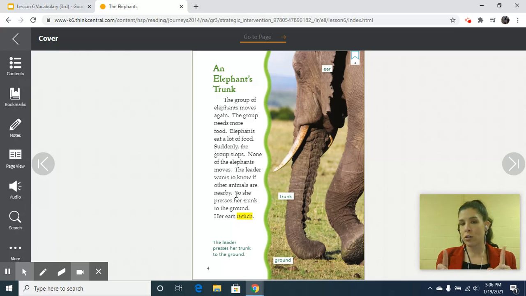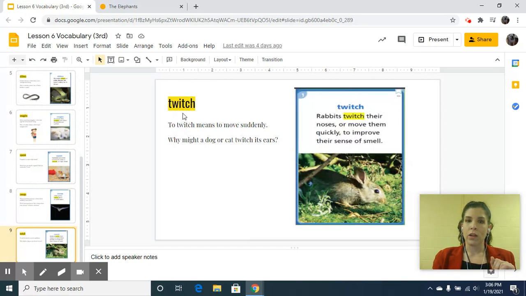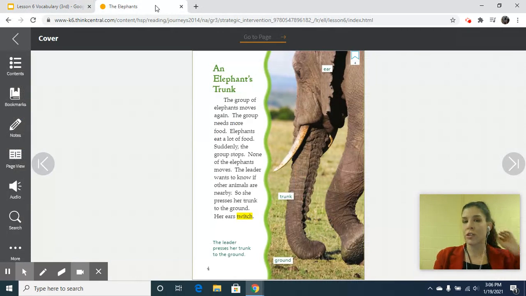But her ears twitch. So if you remember what twitch means, to move suddenly. So now her ears are twitching suddenly. Let's find out what happens. What do you think is going to happen? Do you think that the ground, she feels something, or no? What do you think? Make a prediction.